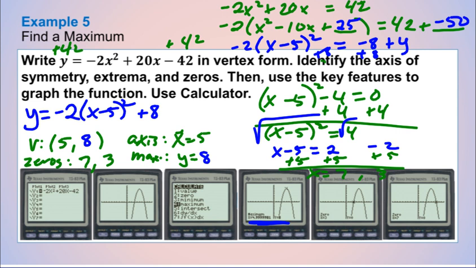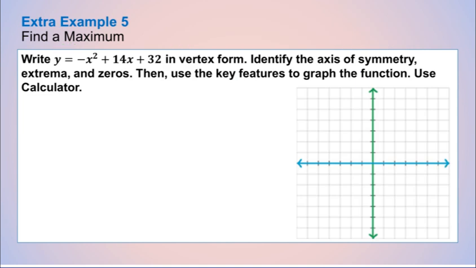You do need to keep in consideration your a, that dilation. But for completing the square, you don't have to worry about that part. You just have to divide everything by the leading coefficient and do it as normal. So let's try another one of those. Y equals -x squared plus 14x plus 32 in vertex form. Then we need to identify the axis of symmetry, the extreme and the zeros. Then use the key features to graph the function.